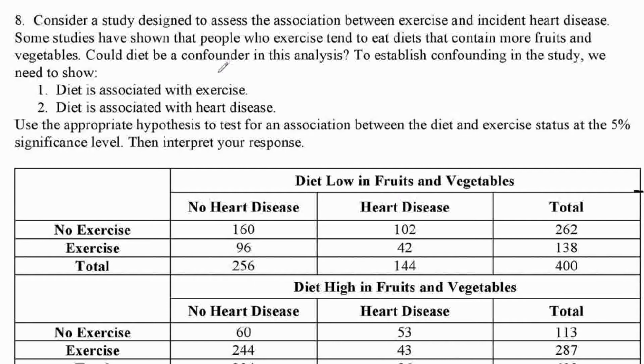To analyze confounding for a study, we need to show two things. We would need to show that diet is associated with exercise. In other words, the two independent variables in the study are associated. And then we would need to show that diet, the possible confounder, is associated with heart disease. So they want us to use the appropriate hypothesis test for association between diet and exercise, the independent variables, at the 5% significance level, and then interpret our response.